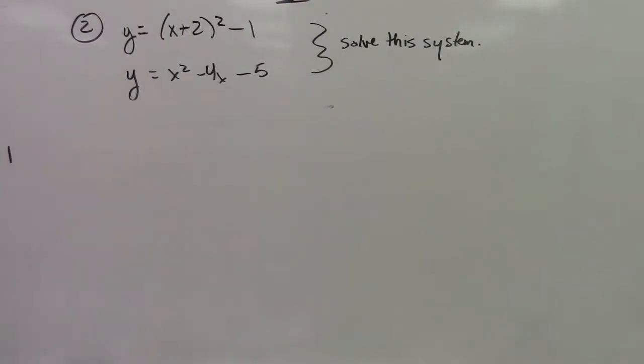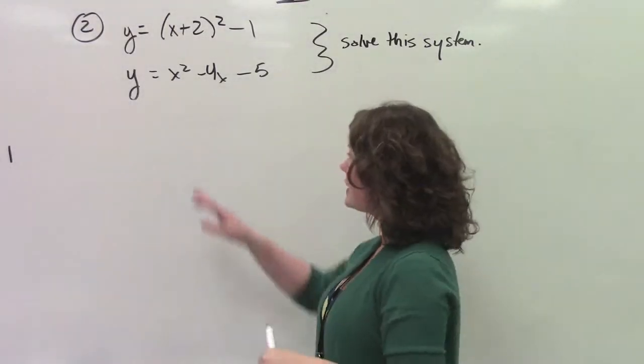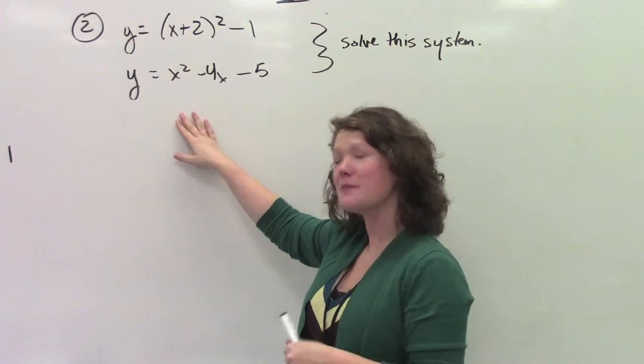Question number 2. y equals (x plus 2) squared minus 1, and y equals x squared minus 4x minus 5. And what I want you to do is solve this system. I want you to solve it algebraically. Now, this is actually quite the gift from the mathematical gods.